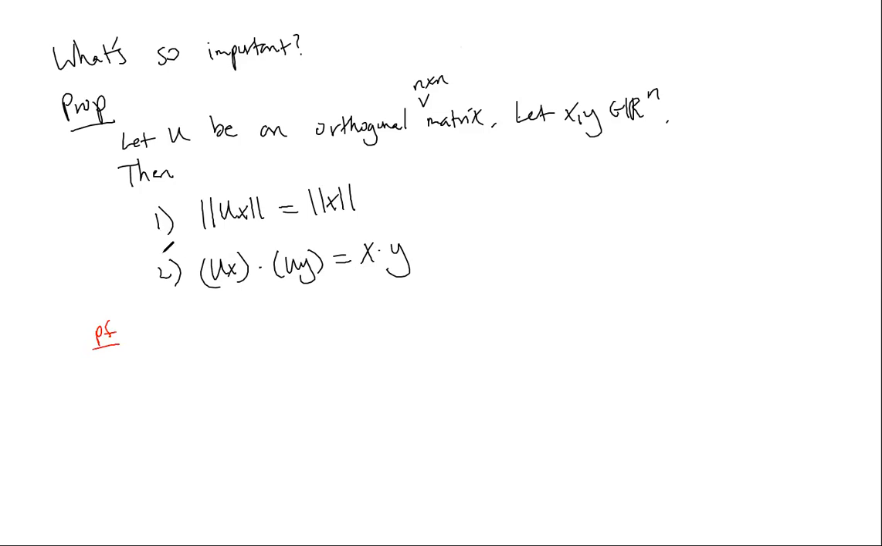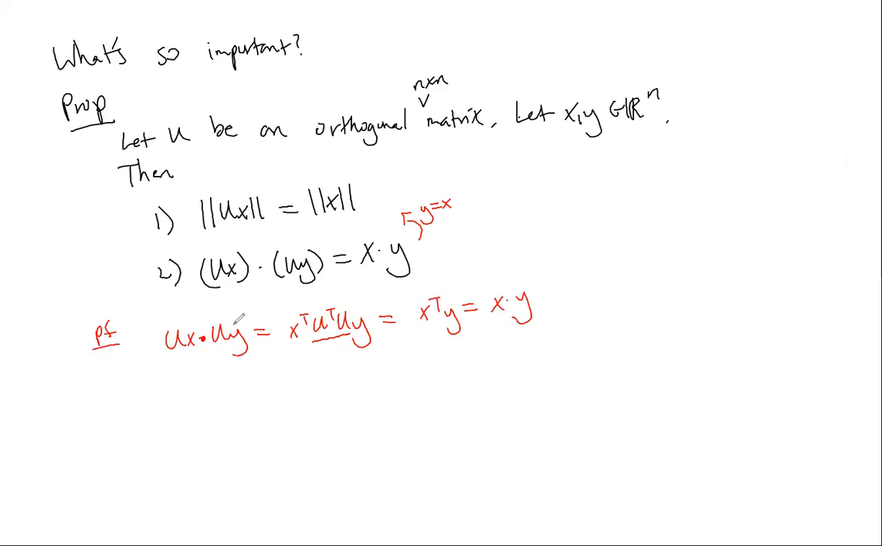Right, so the first one is implied by the second one. If you take Y to be X, then this X dot X is the norm of X squared, and this is the norm of UX squared, and so you get that. Taking square roots, you get the first one. So it just needs to prove the second one, and that's just unwrapping the definition of dot product. Dot product of two vectors, you take the transpose of the first one, and then inside here is the identity. This is just X dot Y. Okay.